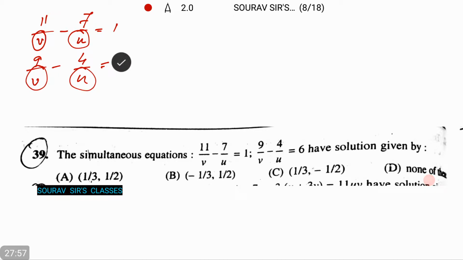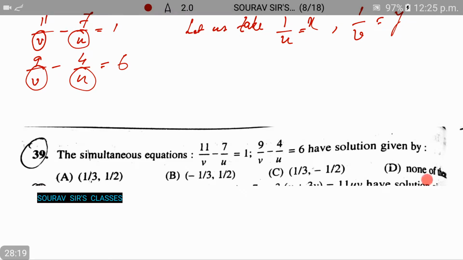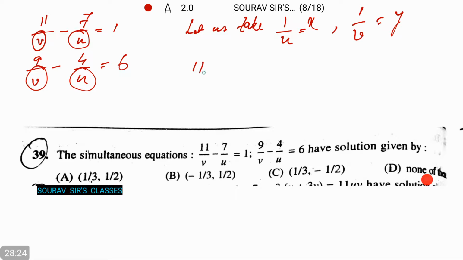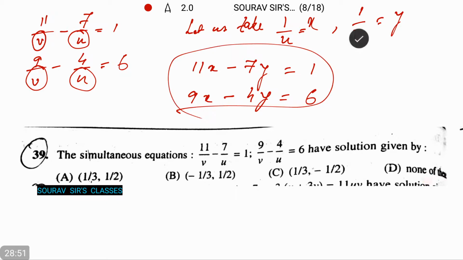So how do we get the values directly? To get the values directly, let us take 1/u to be x and 1/v to be y. So we have 11x minus 7y equals 1, and 9x minus 4y equals 6. Just substitute 1/u equals x and 1/v equals y, and you'll get these two equations. Simple logic. You're just replacing these so it looks good, soothing to the eyes, and is easily solved.